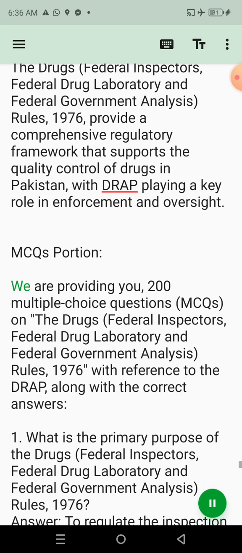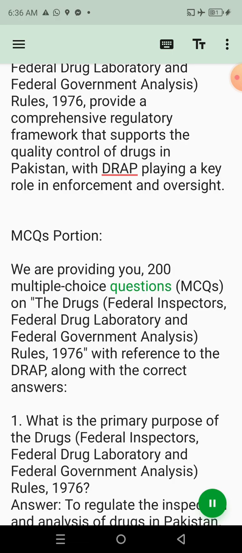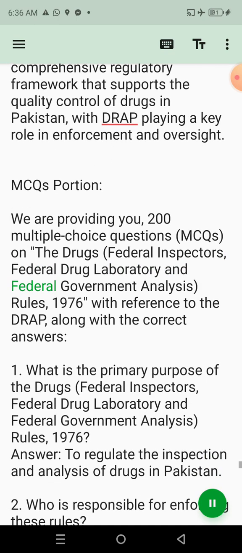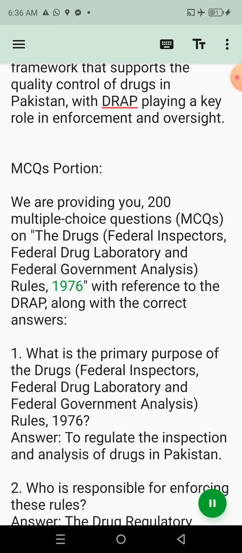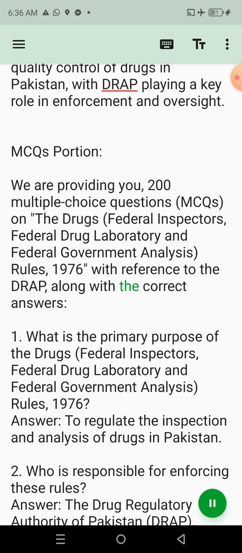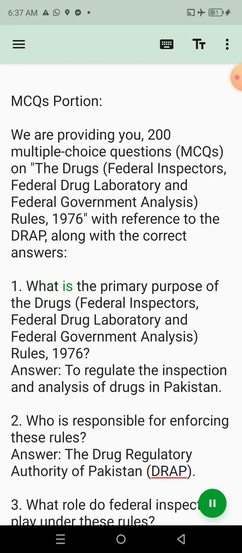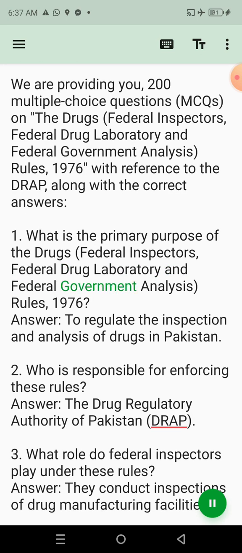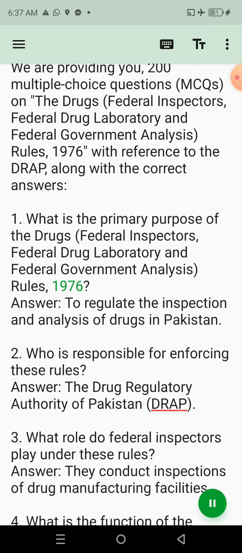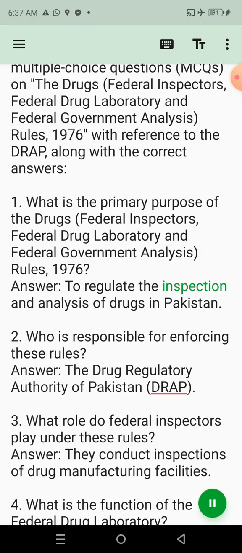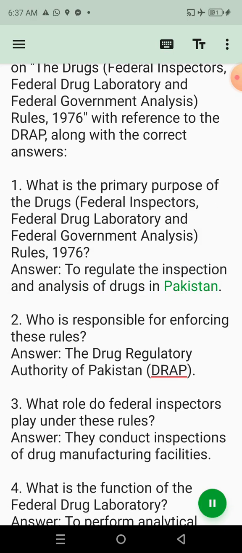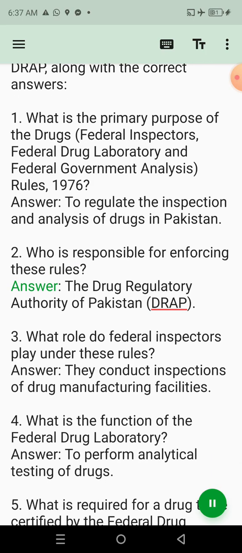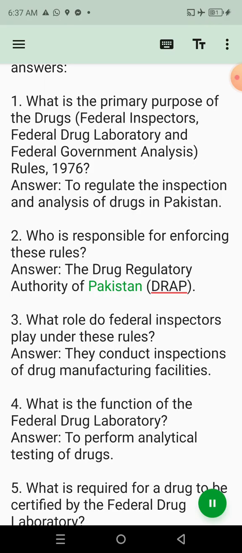MCQs portion. We are providing you 200 multiple choice questions (MCQs) on the Drugs Federal Inspectors, Federal Drug Laboratory and Federal Government Analysis Rules, 1976, with reference to the DRAP, along with the correct answers. 1. What is the primary purpose of the Drugs Federal Inspectors, Federal Drug Laboratory and Federal Government Analysis Rules, 1976? Answer. To regulate the inspection and analysis of drugs in Pakistan. 2. Who is responsible for enforcing these rules? Answer. The Drug Regulatory Authority of Pakistan (DRAP).